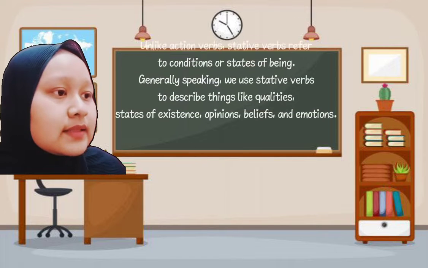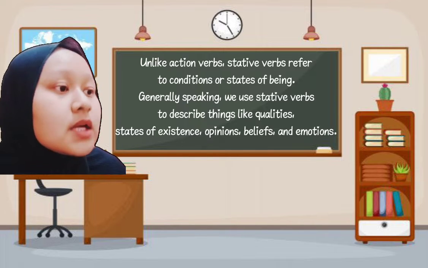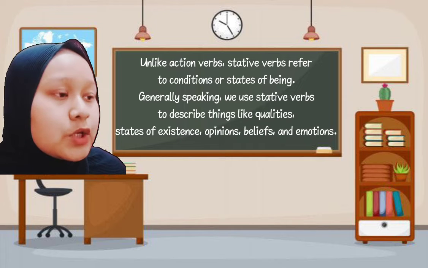Second, stative verbs. Unlike action verbs, stative verbs refer to conditions or states of being. Generally speaking, we use stative verbs to describe things like qualities, states of existence, opinions, beliefs, and emotions.